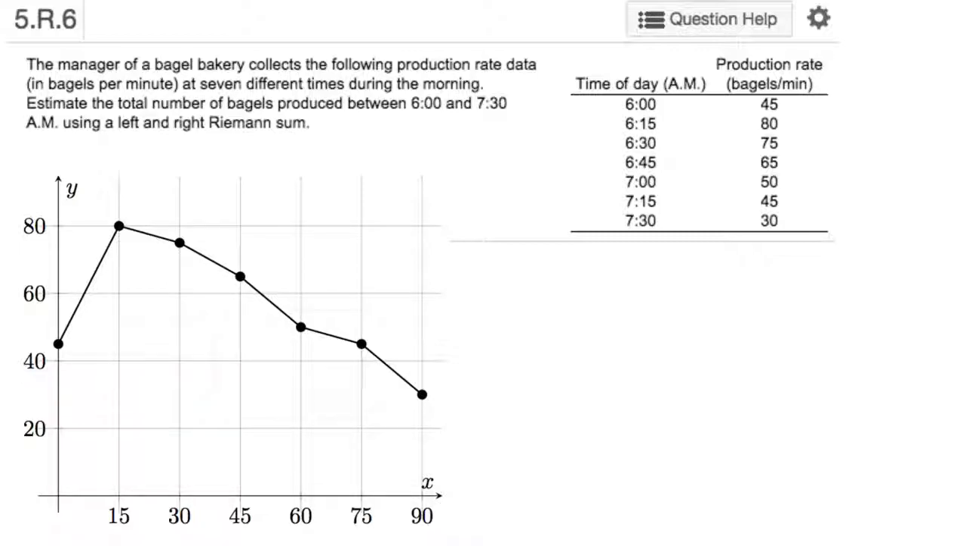what are we producing? Bagels? All right, sure, why not? Bagels. And so we want to estimate the actual number of bagels produced using left and right hand Riemann sums.